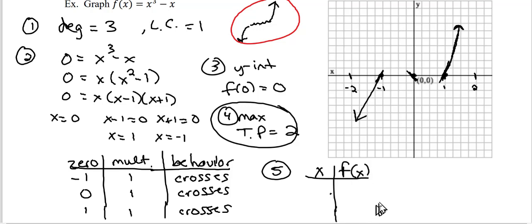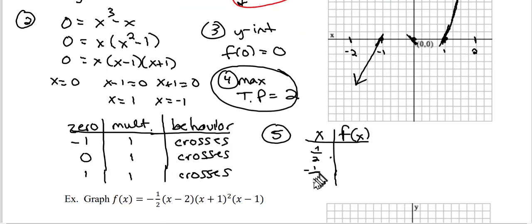I'd like to know what's happening. How low does that go? That's why I didn't really graph this. I don't know how far down I go between that 0 and 1. So I want to plug in 1/2. I want to plug in negative 1/2 into this function.